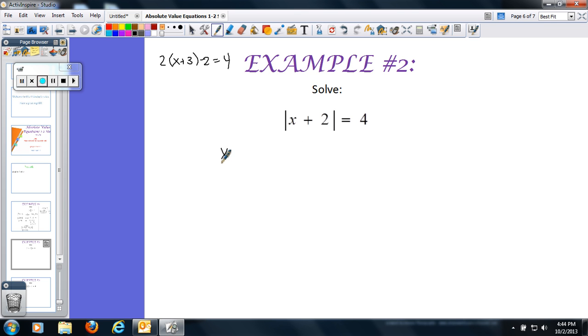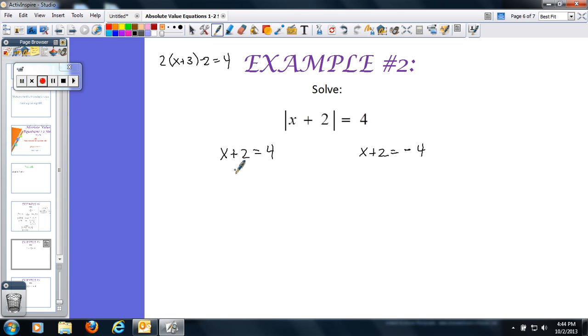So my first equation, again, they both start the same way. x plus 2 and x plus 2 equals. The first one is the same number that's here, 4. The second one is the opposite, negative 4. So now I have my two equations.